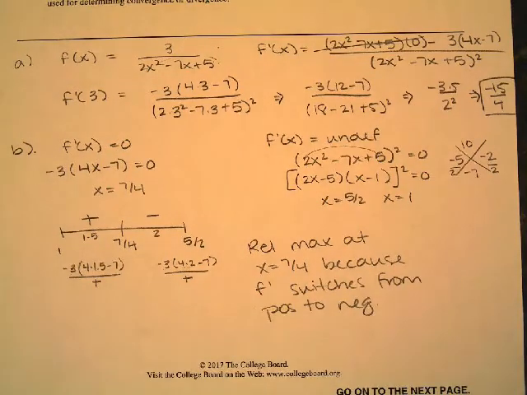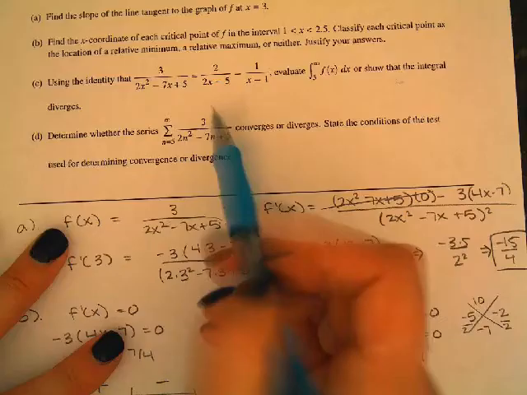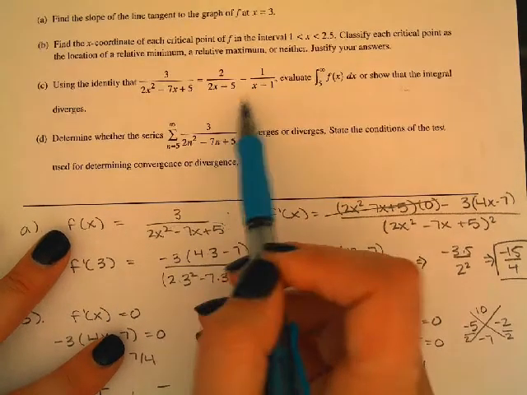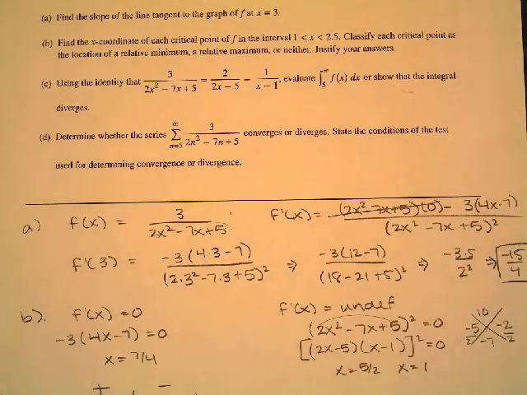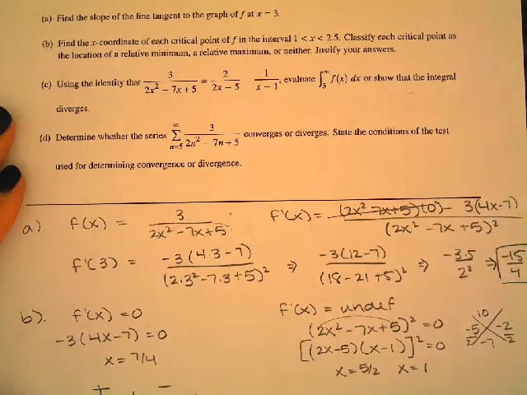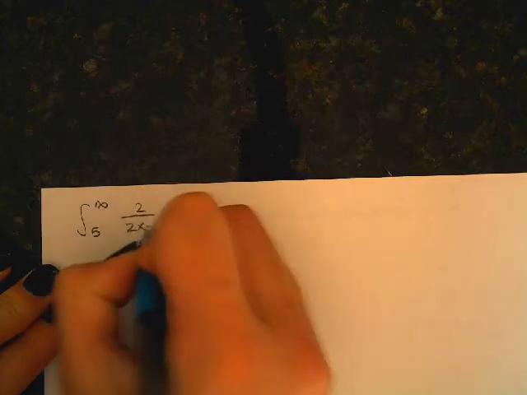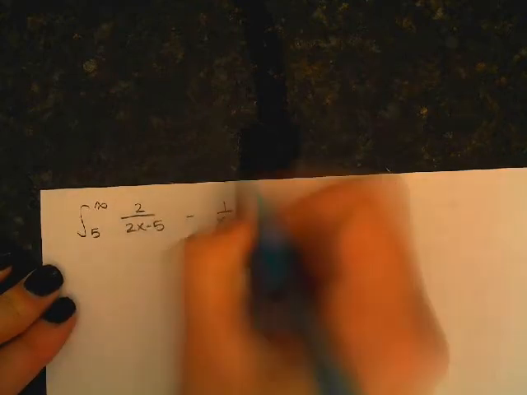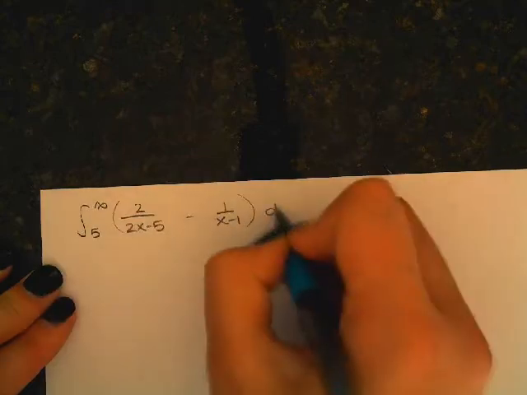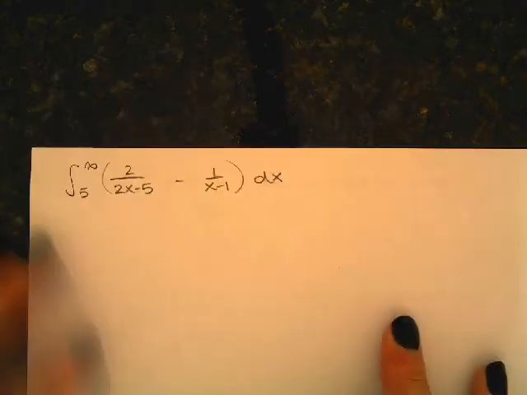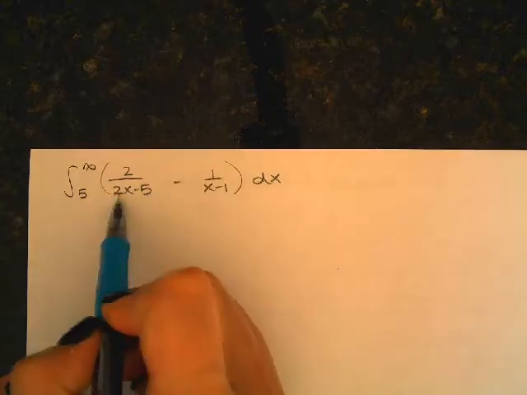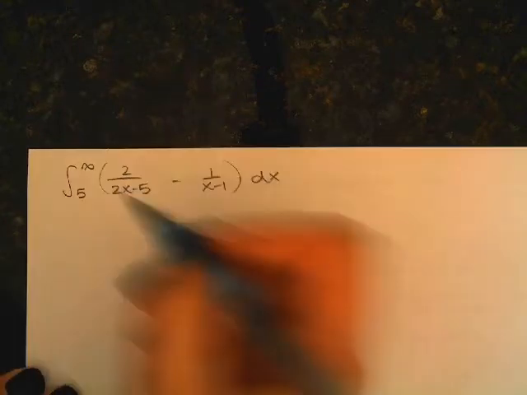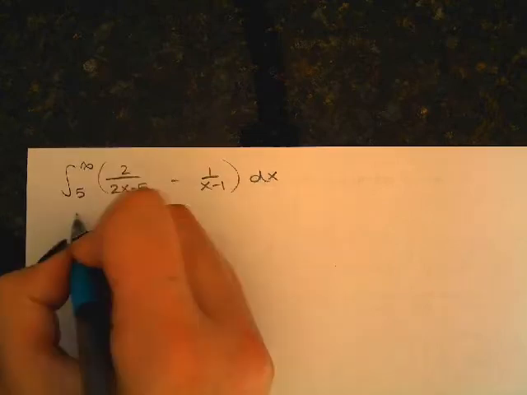Part C says to use this partial fraction decomposition that they gave us to evaluate the integral from 5 to infinity of f of x dx, or to show that the integral diverges. So we've got the integral from 5 to infinity, 2 over 2x minus 5, minus 1 over x minus 1 dx. And so what I did, since I recognized this needed u substitution, this one didn't, I went ahead and just split them up.